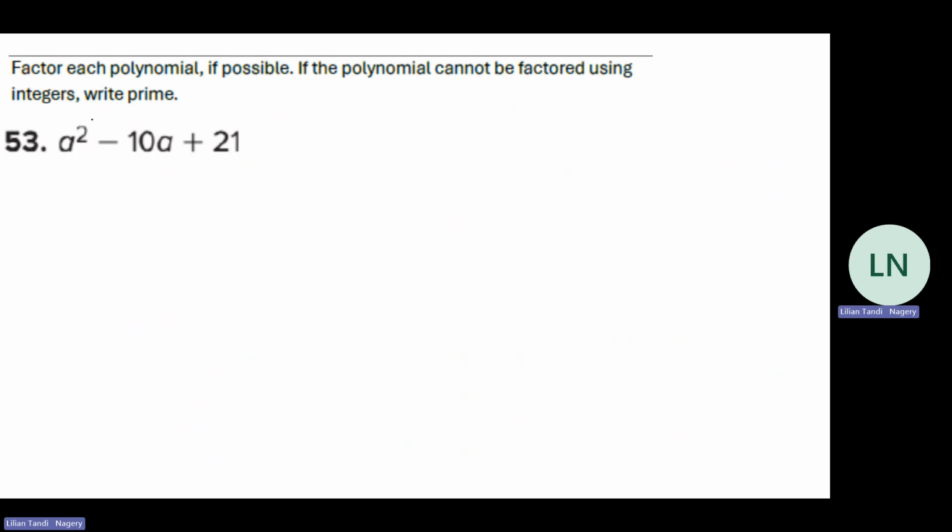Okay. Factor each polynomial if possible. And if the polynomial cannot be factored by integers, write prime. Okay. So I do my table. No, I'll do my table over here. So A is 1.